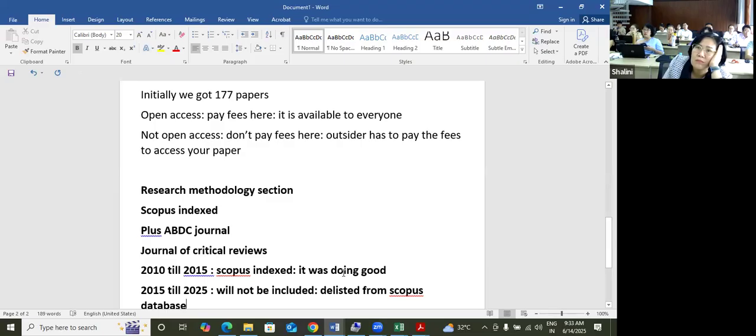So this is the answer to it. Let's say from this time period it was Scopus indexed and it was doing good, so all those papers that are in the Scopus database will be there. But after 2015, it got delisted, so the papers from that time period will not be there. Before that it was doing good and listed, so those papers will definitely come. Right? So this is the answer to that question. Okay, so let's move to the PRISMA framework.